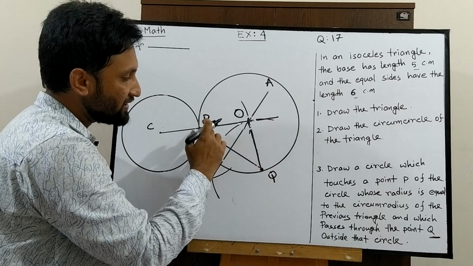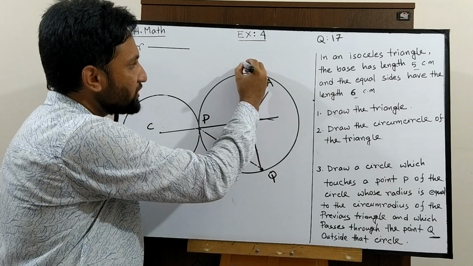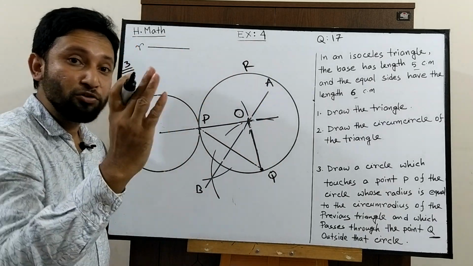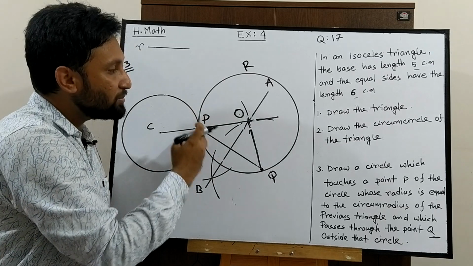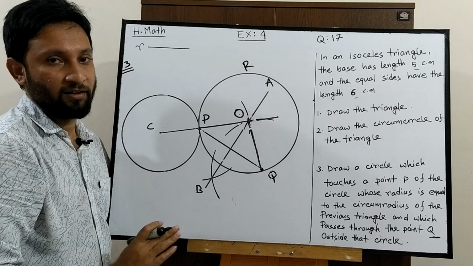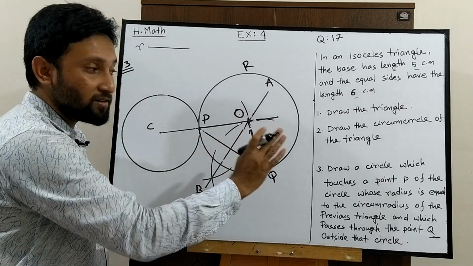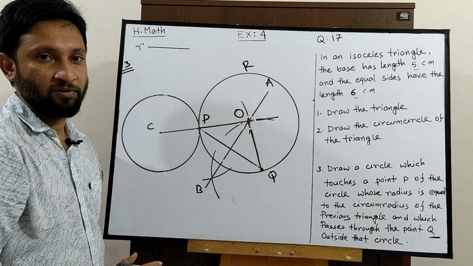Okay, so this required circle passes through P and Q. Mention the point is R. So the newly formed required circle is PQR. I hope everybody is clear on this.